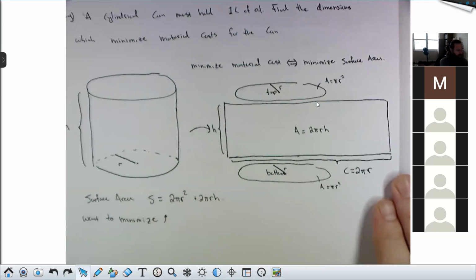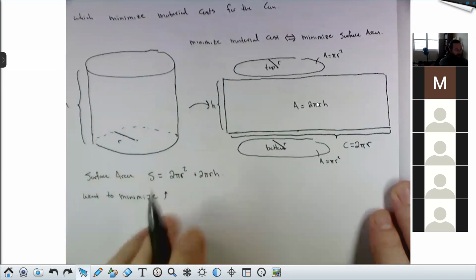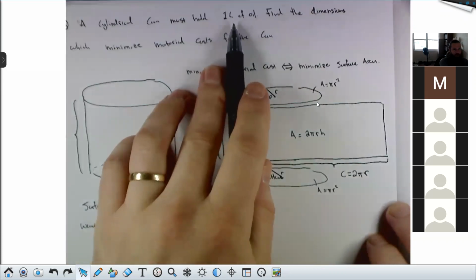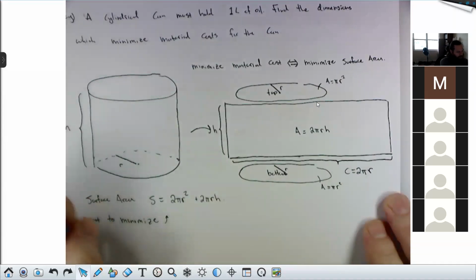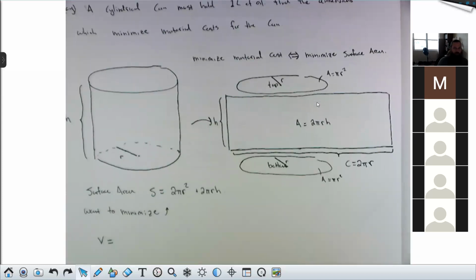My constraint is the volume. I was told that the volume has to be 1 liter. This thing has to hold 1 liter of oil. So the volume of a cylinder like this, can anybody reason their way to the volume of this cylinder? Think about it in its not unrolled state. What is the volume of this thing? One liter? It's true, on the one hand, it does have to be 1 liter, but in terms of the variables R and H, what is the volume?